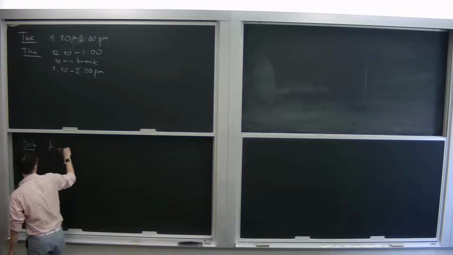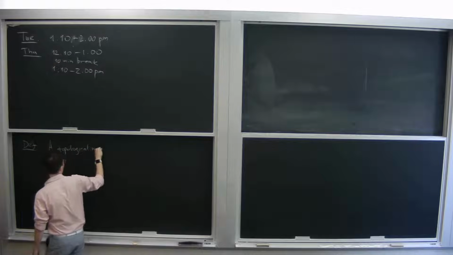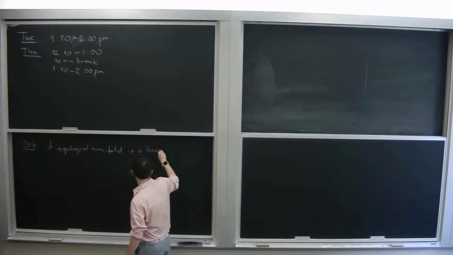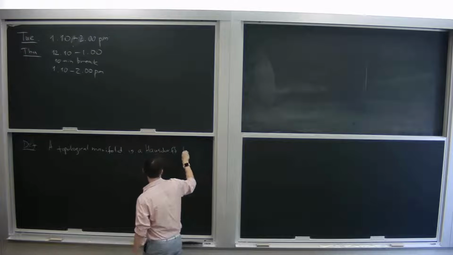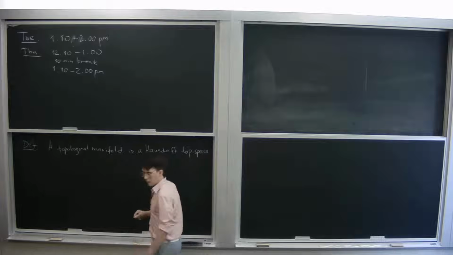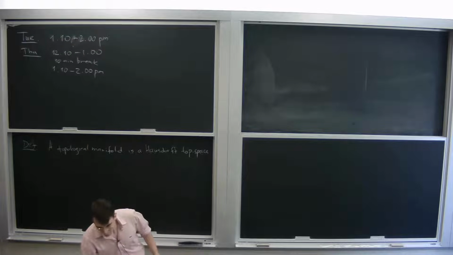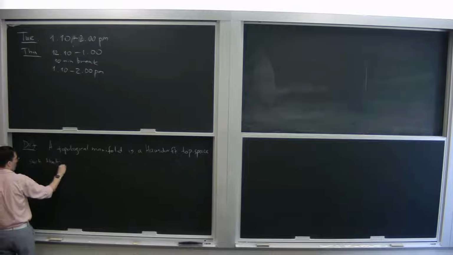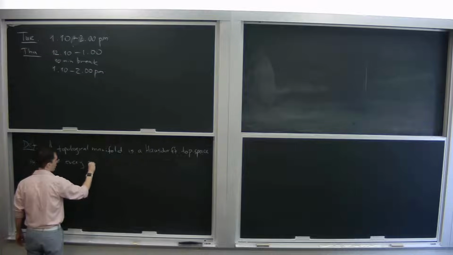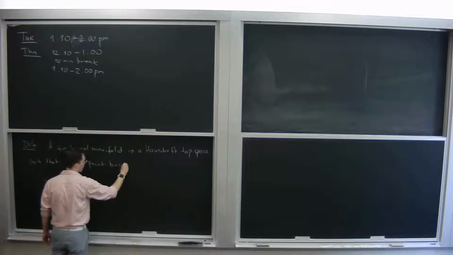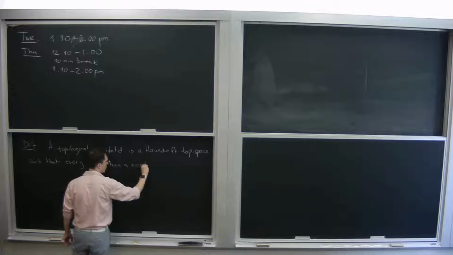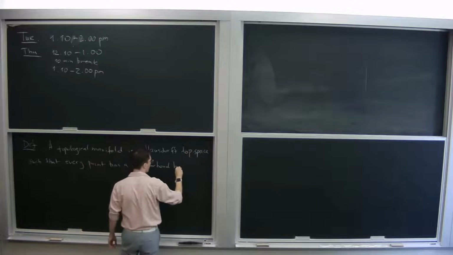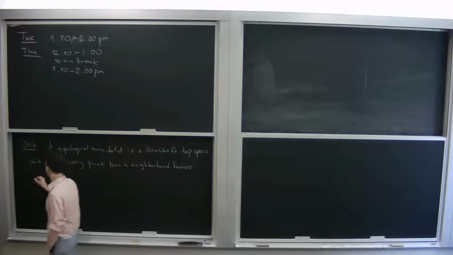Okay, so a topological manifold will be, for us, a Hausdorff topological space such that every point has a neighborhood homeomorphic to Rn, right? Homeomorphic to Rn.